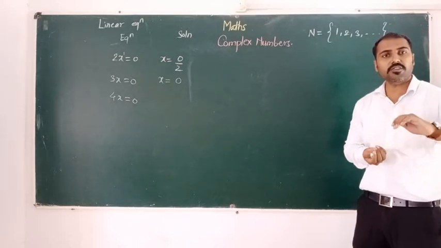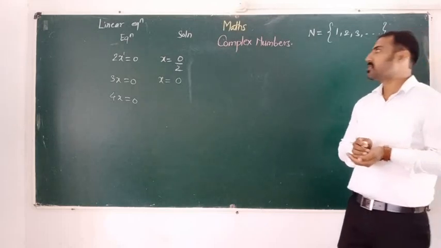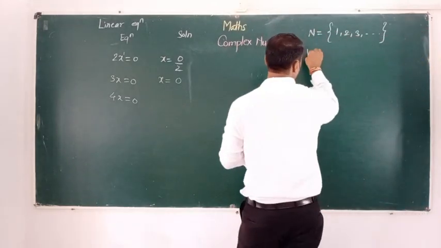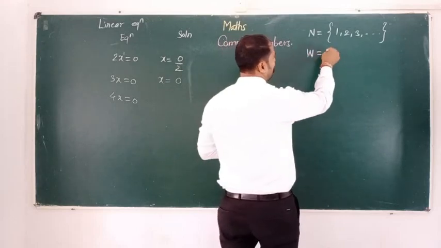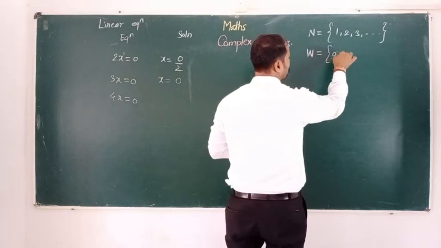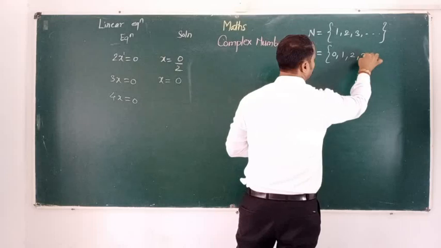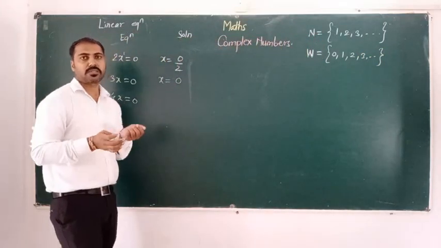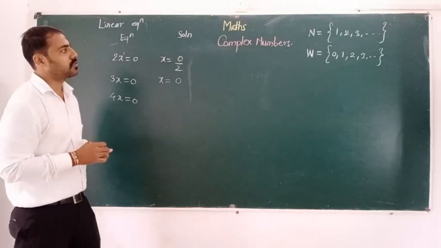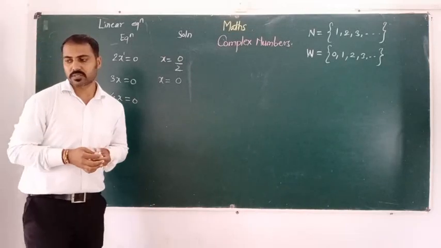So they introduce a new set, which is called whole numbers. Whole numbers are denoted by W. Whole numbers start with 0, 1, 2, 3. It is a set like this. It means natural numbers including 0 are called whole numbers.